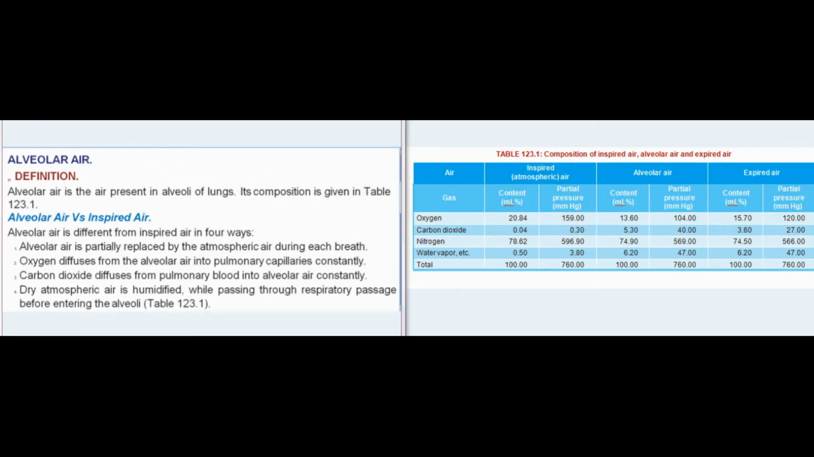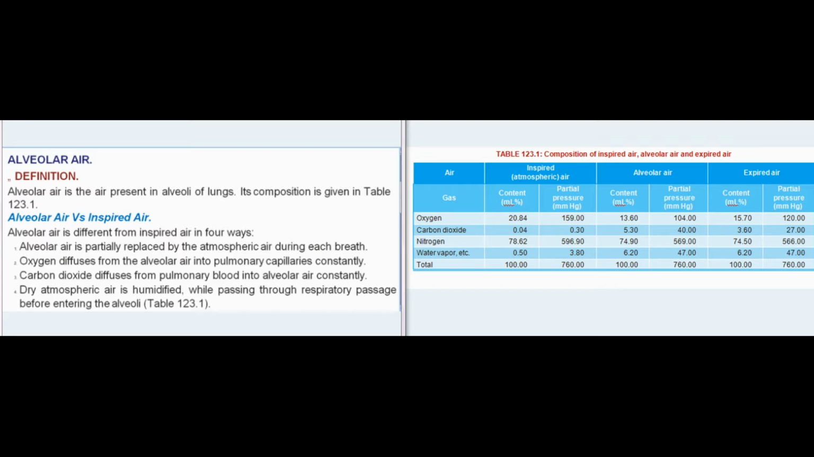Alveolar air. Definition. Alveolar air is the air present in alveoli of lungs. Its composition is given in Table 123.1. Alveolar air vs. inspired air. Alveolar air is different from inspired air in four ways.